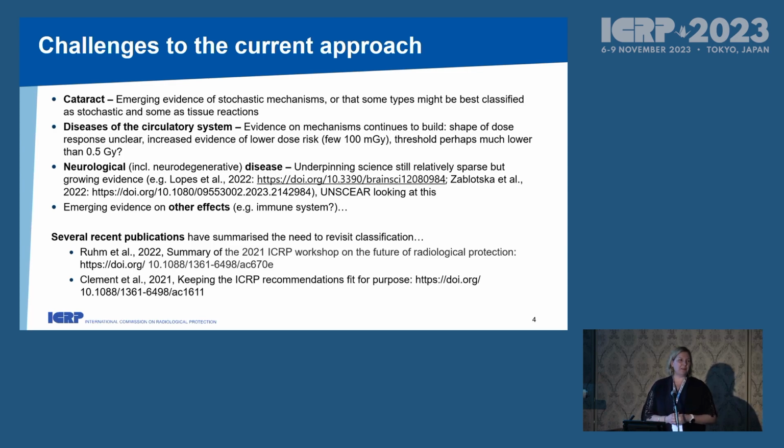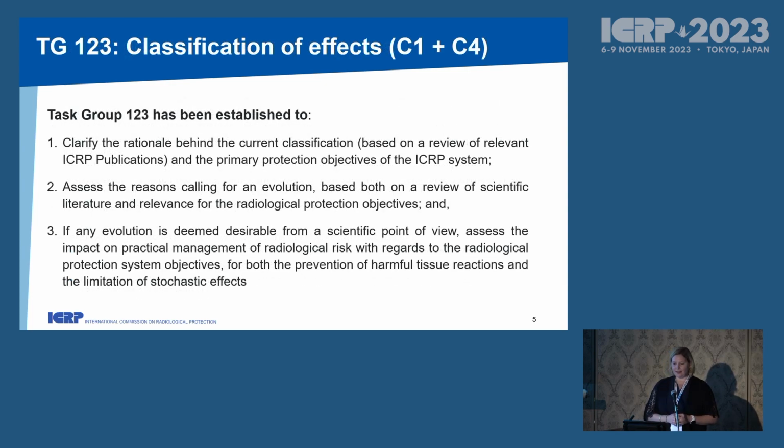So I suspect I don't need to tell the people in this room that several publications have said that we might need to revisit classification, and indeed, as part of the overall review of the system of radiological protection, which is currently underway, it seems like a very appropriate thing to do. So in response to this, TG123 has been initiated. It's a joint task group between C1 and C4, the idea being that we look at the rationale. Fridtjof has already nicely presented some of where what we have today comes from, but we need to really understand very clearly why we have the current classification and what those objectives are and how those two things are linked.